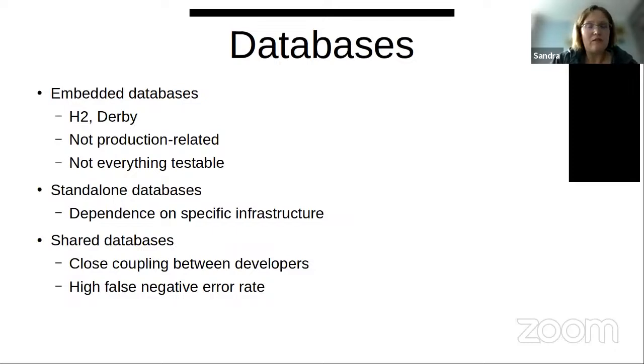Some projects or some companies have shared databases, so we have a close coupling between developers. Sometimes maybe two teams are working on the same database table at the same time, and then at lunchtime you find out that it was not working the whole morning because another developer in another team was working on the same table, and so you crash the tests on both sides every time. So again, the false negative error rate was very high.